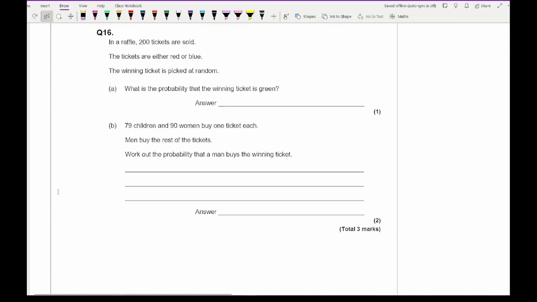Then moving over to question 16, it says in a raffle 200 tickets are sold. The tickets are either red or blue. The winning ticket is picked at random. What is the probability that the winning ticket is green? Well, it's going to be a 0 chance.